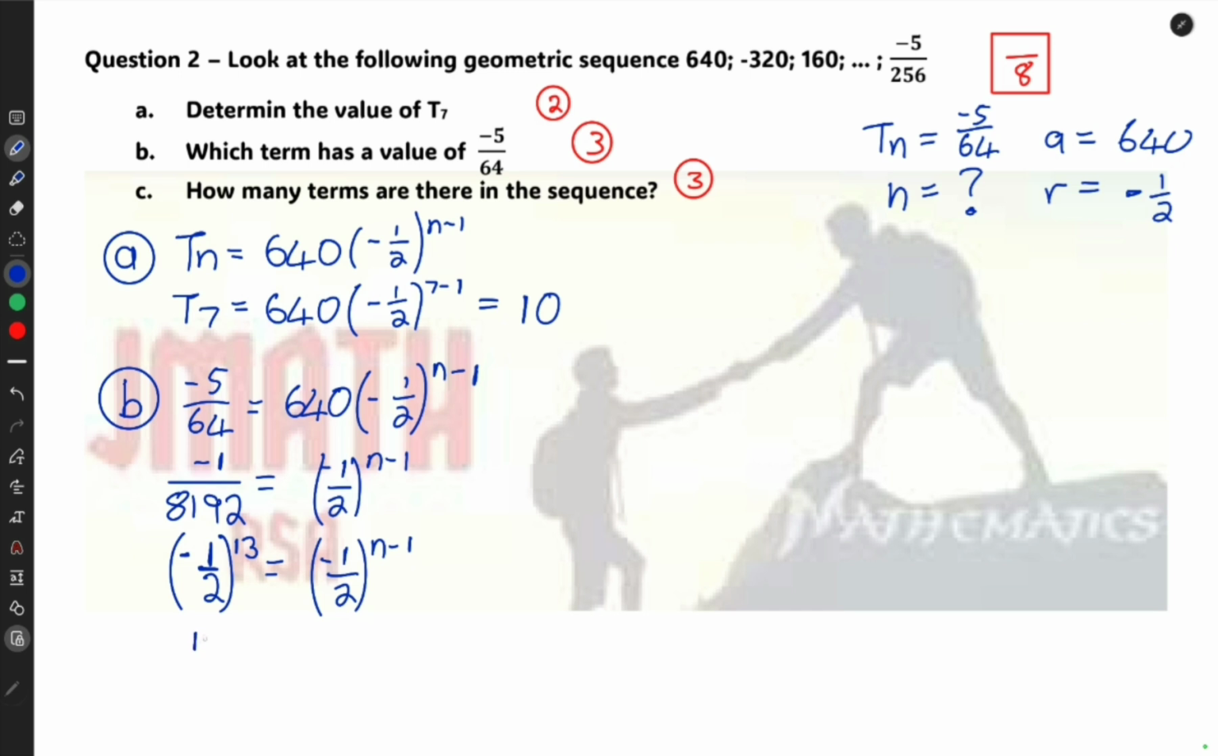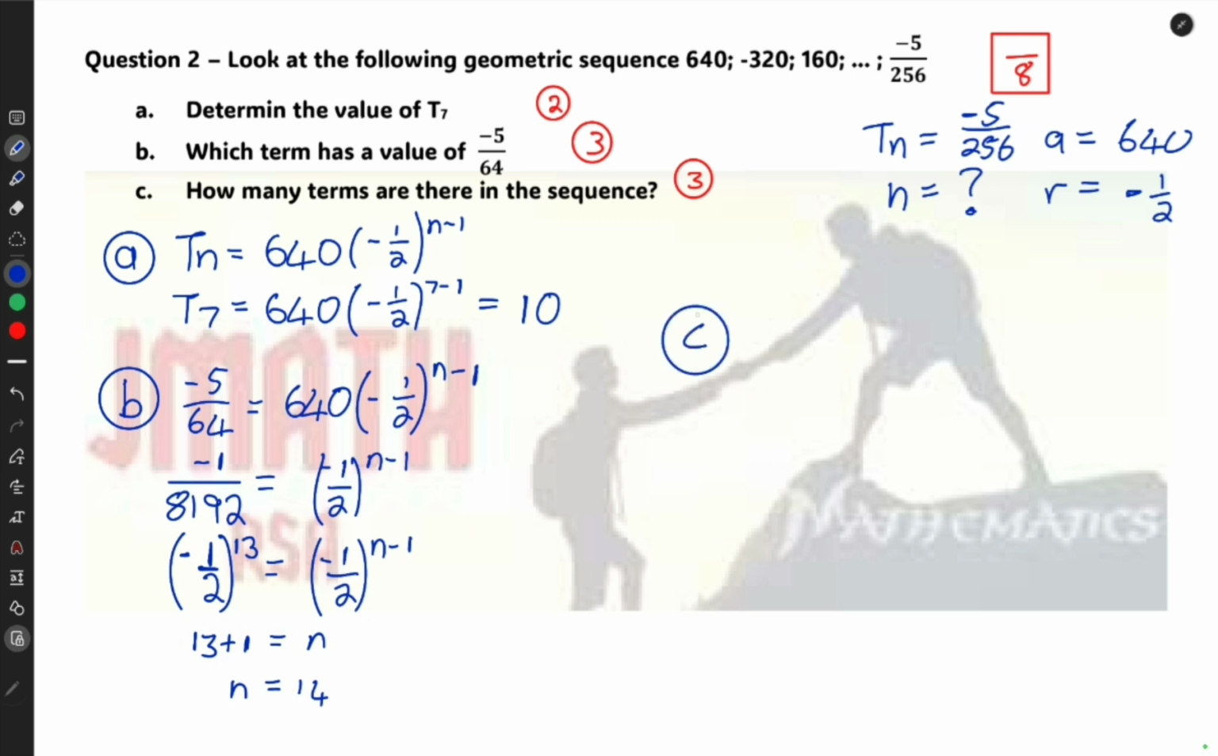I can drop them and therefore say n is equal to 13 plus 1. So n is equal to 14. Which term has a value of minus 5 over 64? The 14th one. Okay, how many terms are there in the sequence? I can see they are asking me for n, how many terms, or what's the position of the last term. So I can just fill in this as my Tn value.